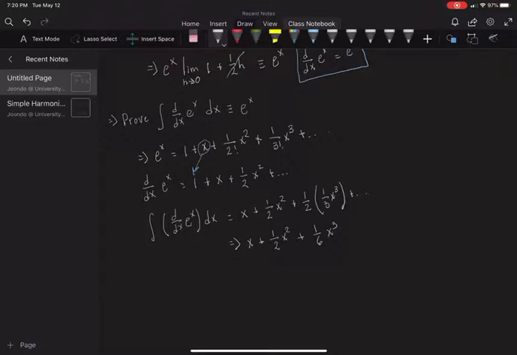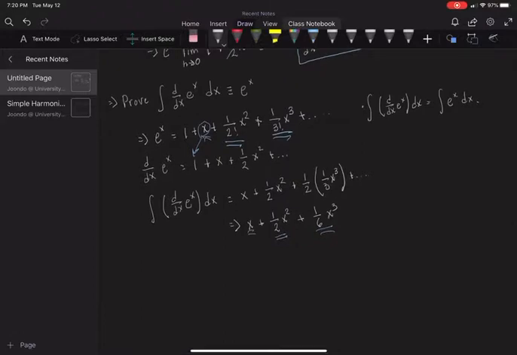Look at this. We have x here, we have an x here. We have a 1 over 2 factorial x squared here, we have this here, and this here. And also note that the integral of the derivative of e to the x dx is really just e to the x. So we can also prove just using Taylor series that the integral of e to the x dx is e to the x plus a constant c.